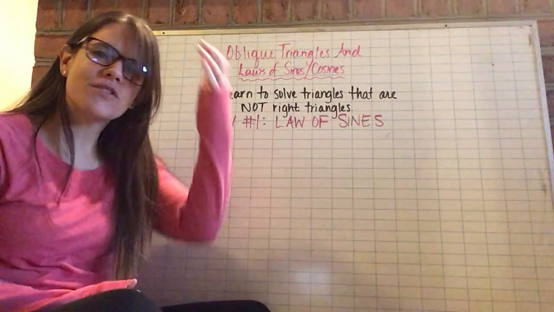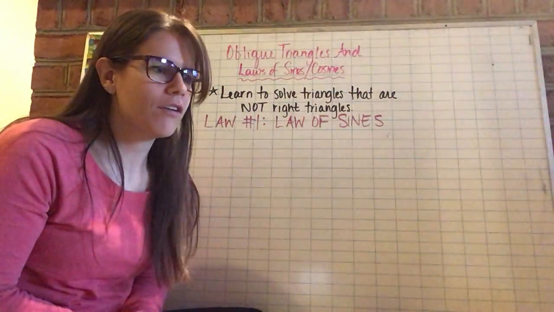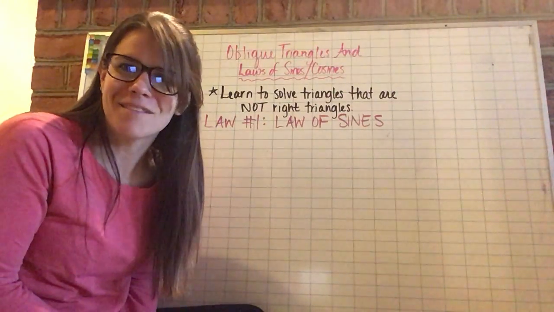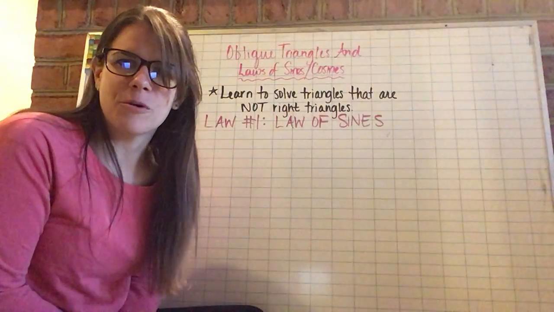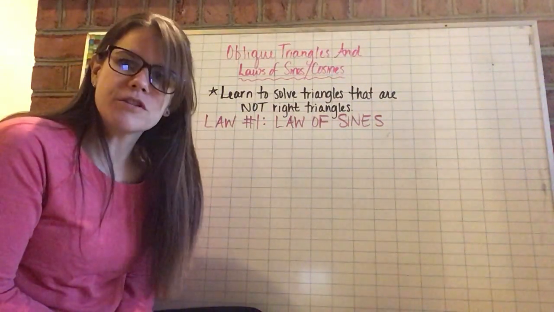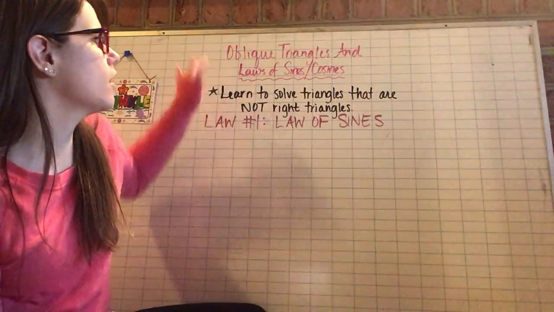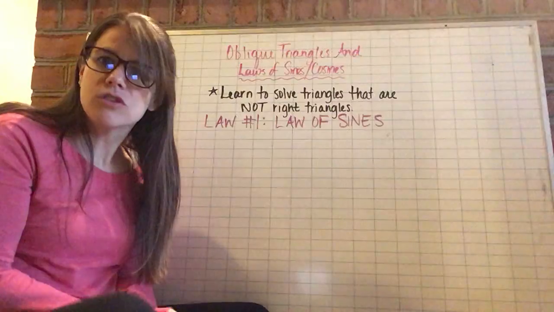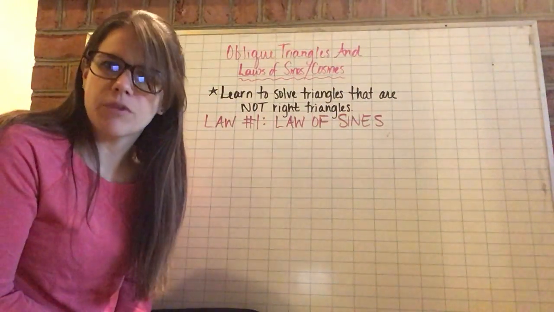Hey guys, so we are in the last unit for this class and we made it. I'm pretty excited about that. I'm not sure how far we'll get, so we'll probably look at it in sections, but the first big section of this is what I have up here on the board, and it's about something called oblique triangles and the laws of sine and the law of cosine.